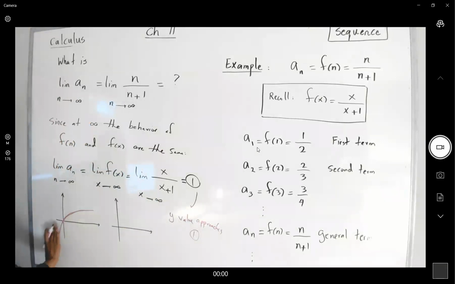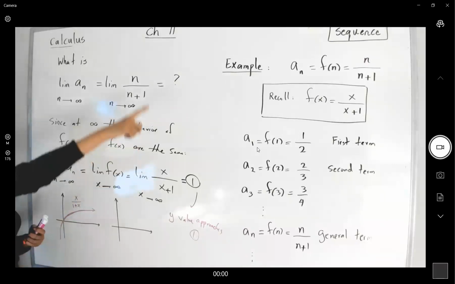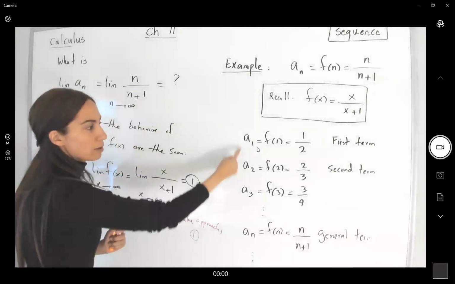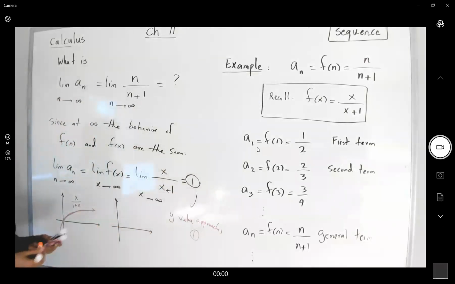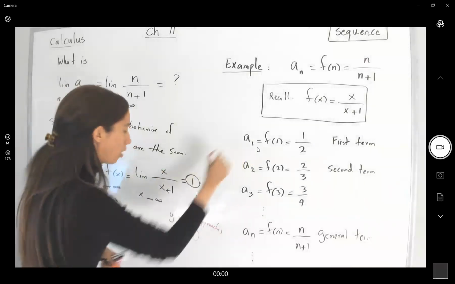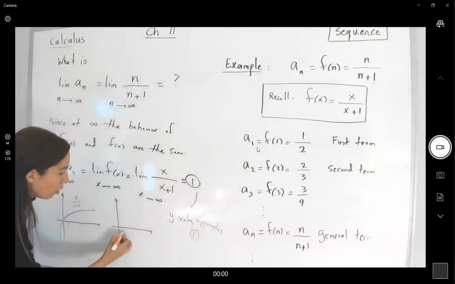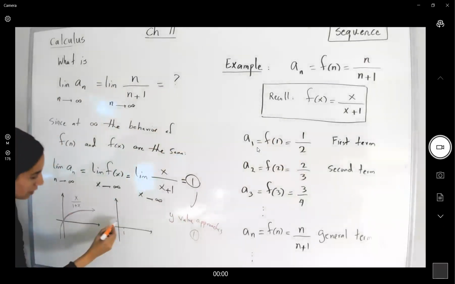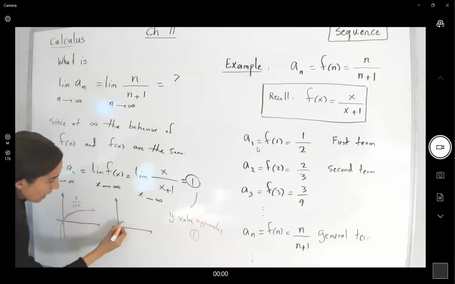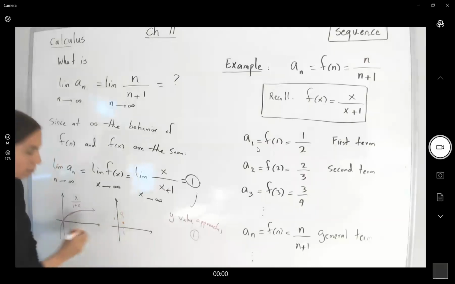This is some part of your f of x, x divided by 1 plus x. This is what you learned in algebra, how to graph this. When it comes to a sequence, you have some terms. You are not allowed to connect those dots together. So what should we do? a sub 1 means that when n is 1, your very first y value is a half. This is a sub 1.